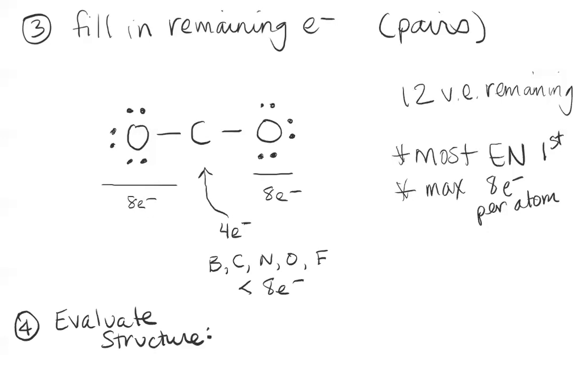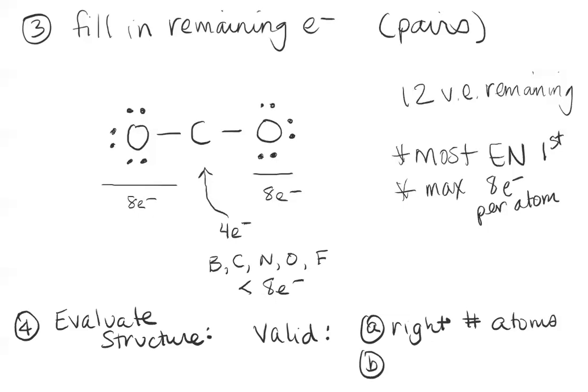Okay, and when I validate the structure, there's 2 things that I look for, right? Like, is this a valid structure? And for it to be valid, I have to A, have the right number of atoms, and B, the right number of electrons. Right, and I'm counting my valence electrons.